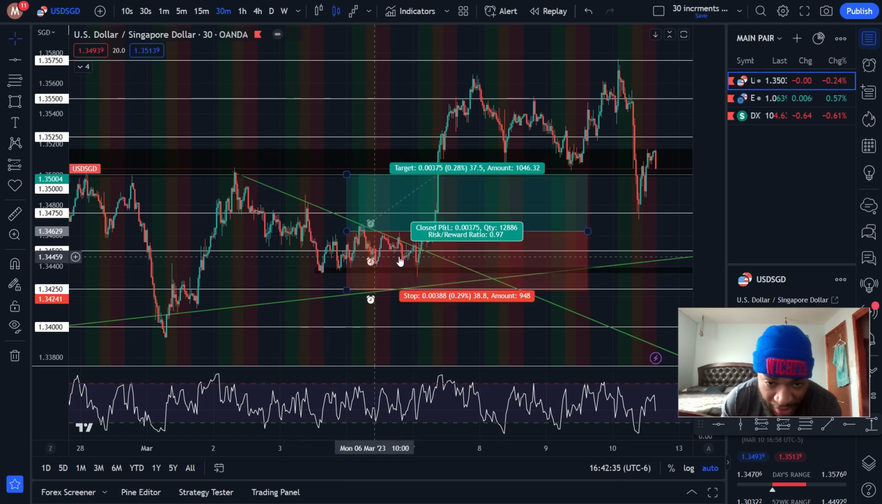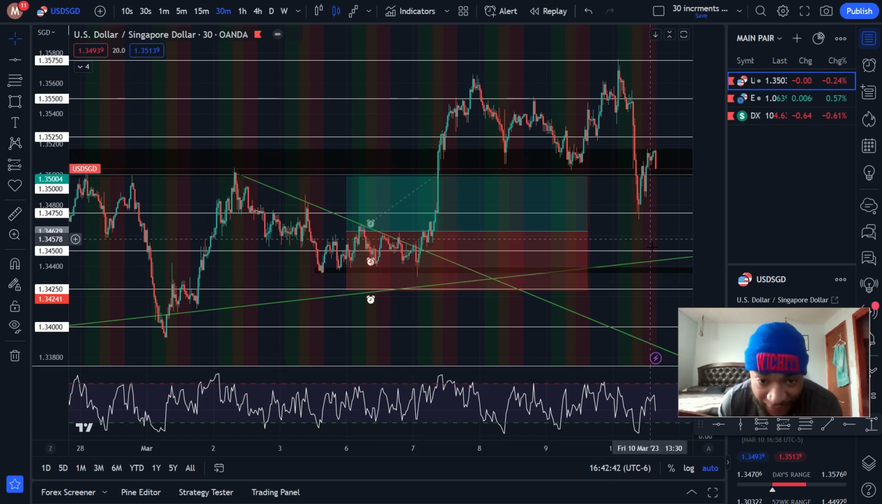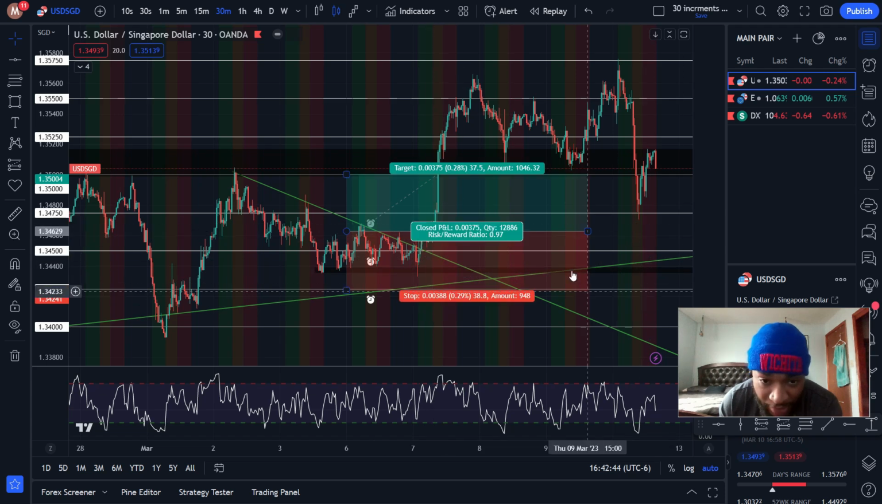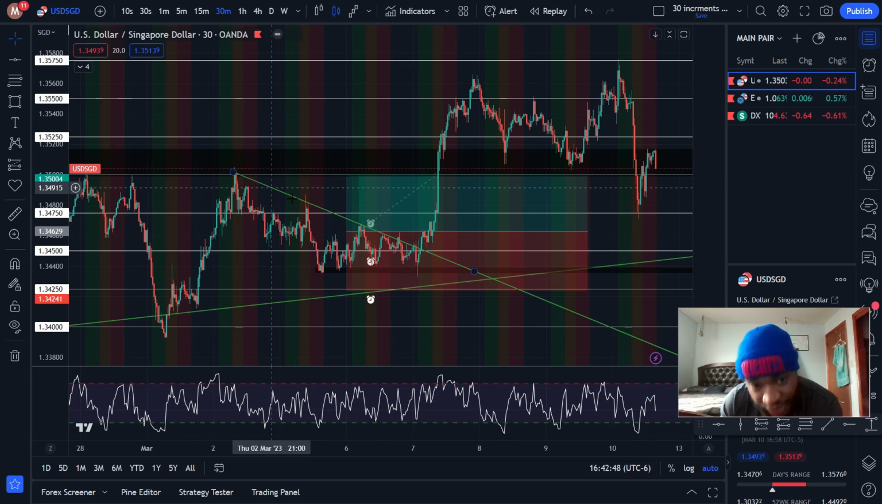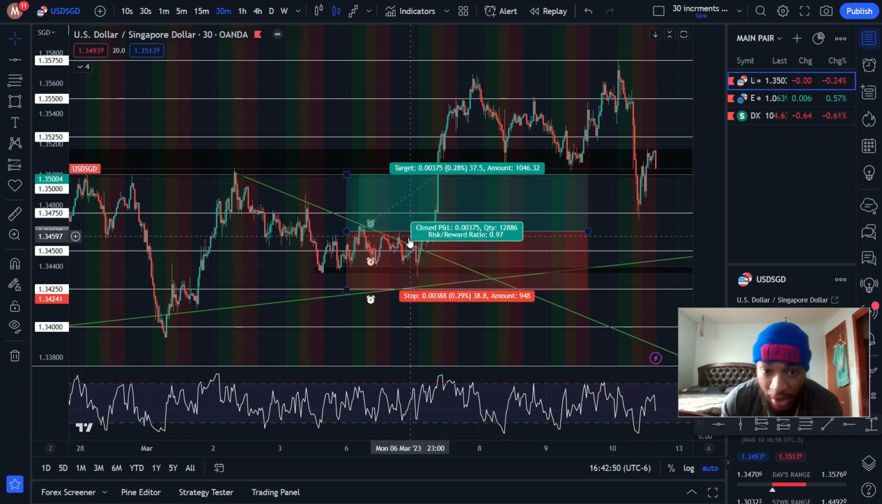Nothing's closing below. Oh, we have a liquidity grab. Okay, that liquidity grab stopped me out. Let me get back in if that liquidity grab ends up closing above this counter trend line that I drew up. Oh, it did? Okay, let me now get in.